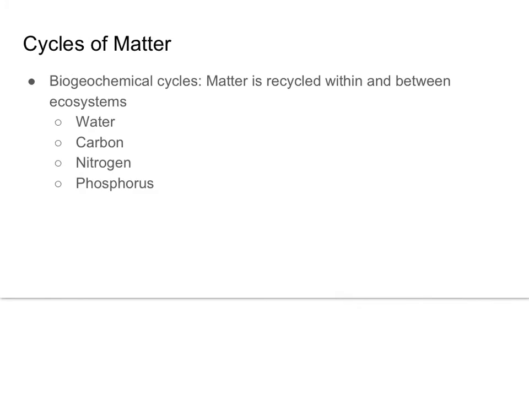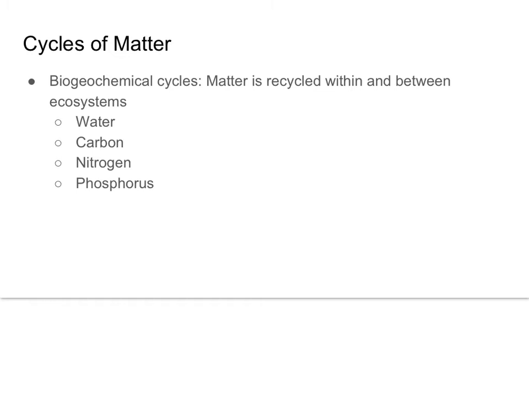So the last thing we're going to talk about is how matter cycles through. It's really important that matter is cycled within and between ecosystems. And the things that we're going to focus on are water, carbon, nitrogen, and phosphorus.